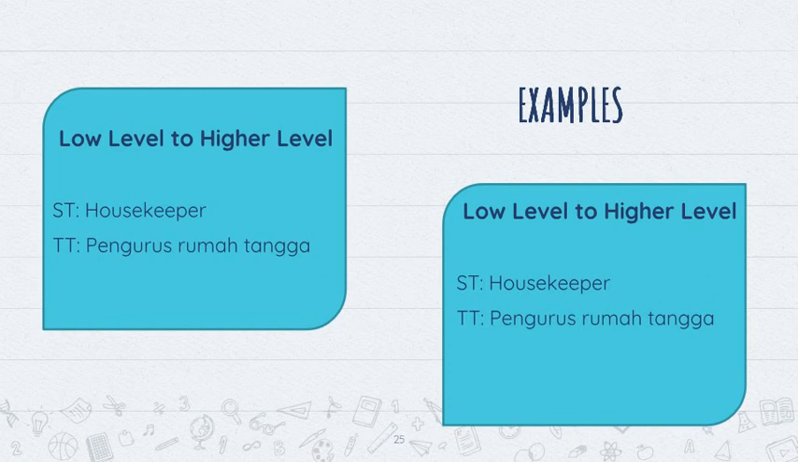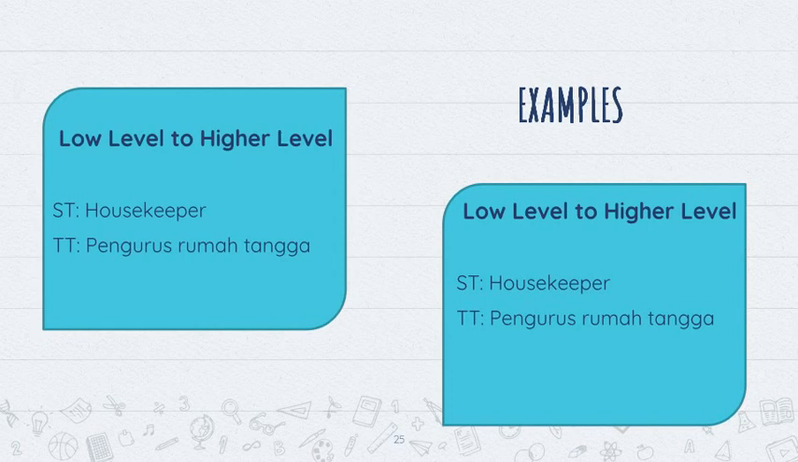So first is low level to higher level. Example is the ST housekeeper and the TT pengurus rumah tangga. From the example, it is translated from low level to higher level. It means that in the source language, there is one word, but after being translated into the target language, it became more than one word. It can be seen in the word housekeeper, which consists of one word and was translated into pengurus rumah tangga, which consists of three words.